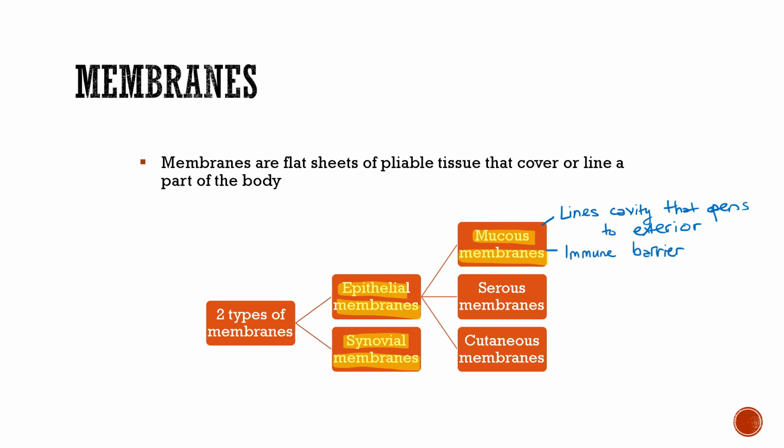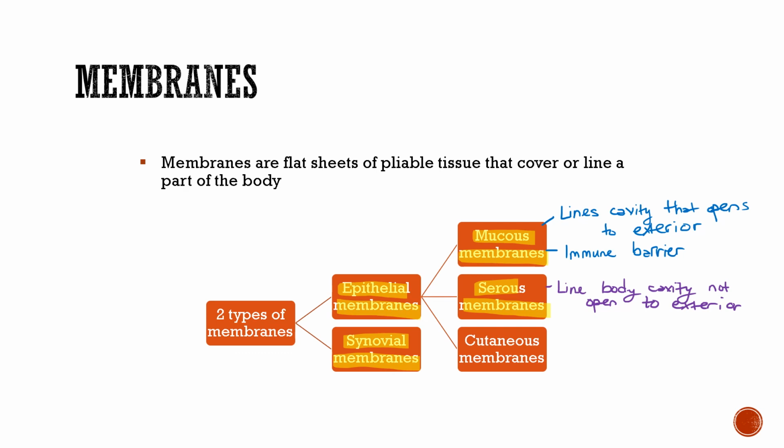Next, we have serous membranes. Now, serous membranes line a body cavity that does not open directly to the exterior. So, these would be places like the thoracic or abdominal cavities. Serous membranes cover the organs that are within that cavity.